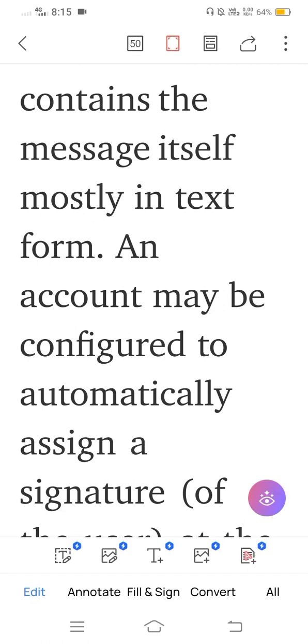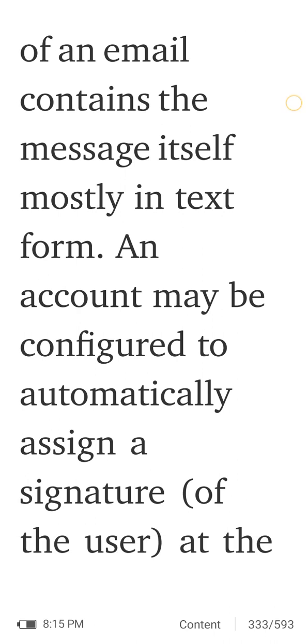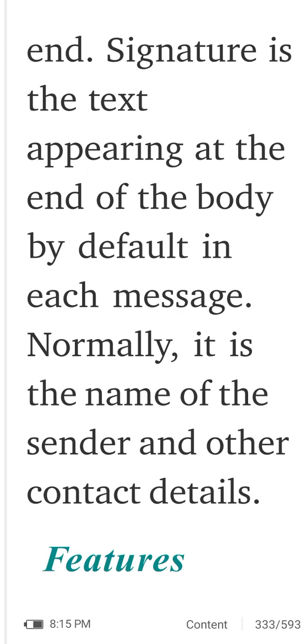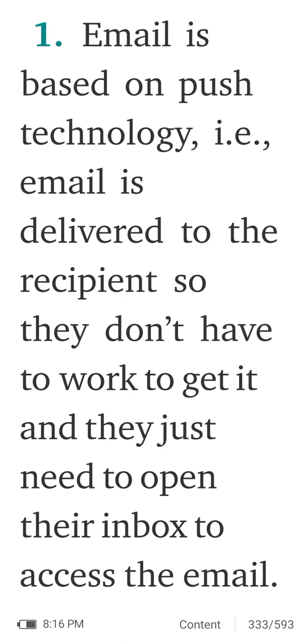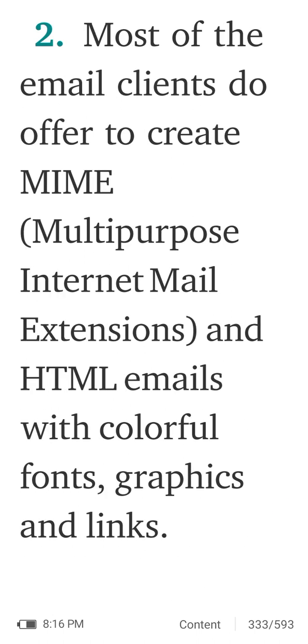An account may be configured to automatically assign a signature of the user at the end. A signature is text appearing at the end of the body by default in each message. Normally it is the name of the sender and other contact details. Features. Email is based on push technology. Email is delivered to the recipient, so they don't have to work to get it, and they just need to open their inbox to access the email.